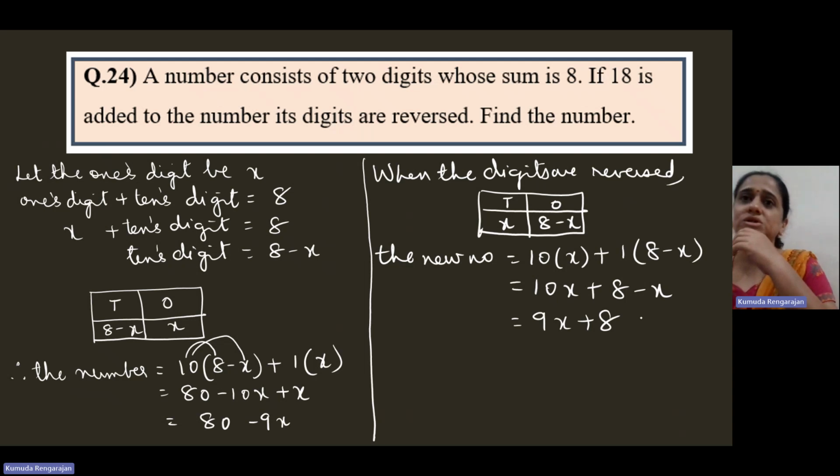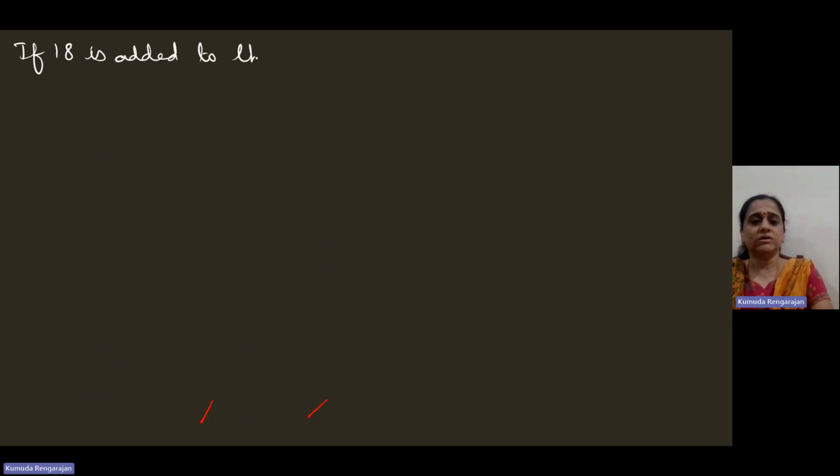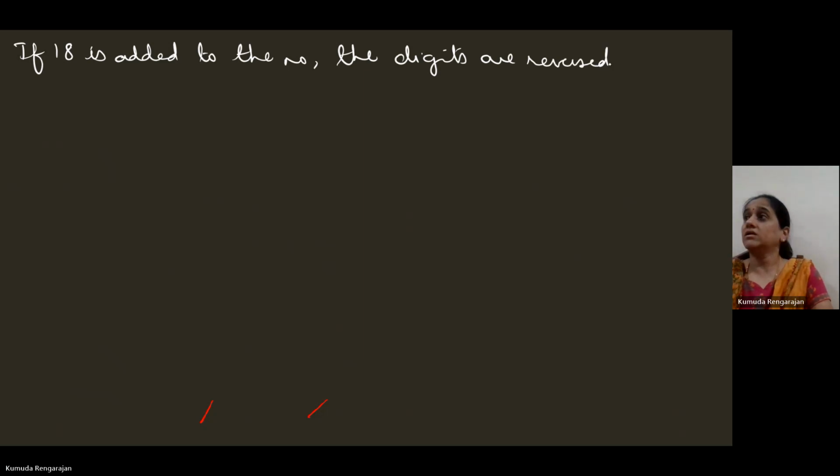Now let's construct the equation. We haven't constructed the equation yet. We've only been assuming, let the ones digit be x, and then we found the tens digit in terms of x, 8 minus x. Then we found the expression for the original number, and now the expression for the new number. Okay, now the equation. If 18 is added to the number, the digits are reversed.